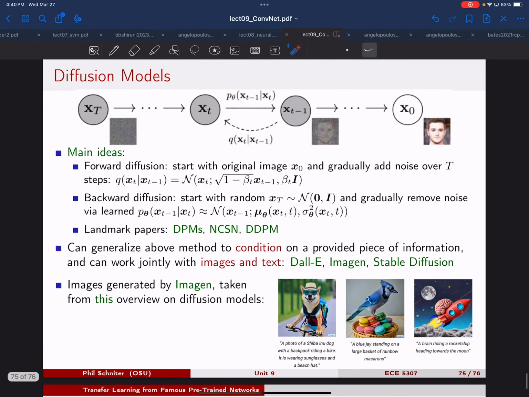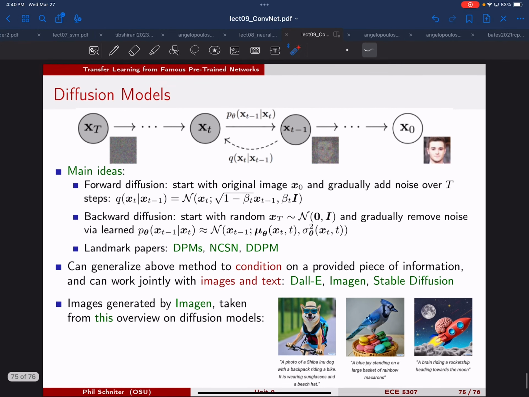Pretty cool stuff. Any questions on these diffusion models? Okay. That's all I had prepared for this unit. Are there any other topics that you wish I would have talked about here for deep learning? Because actually this is it for deep learning as well. We're going to move on to talk about trees in the next unit, random forests, things like that.